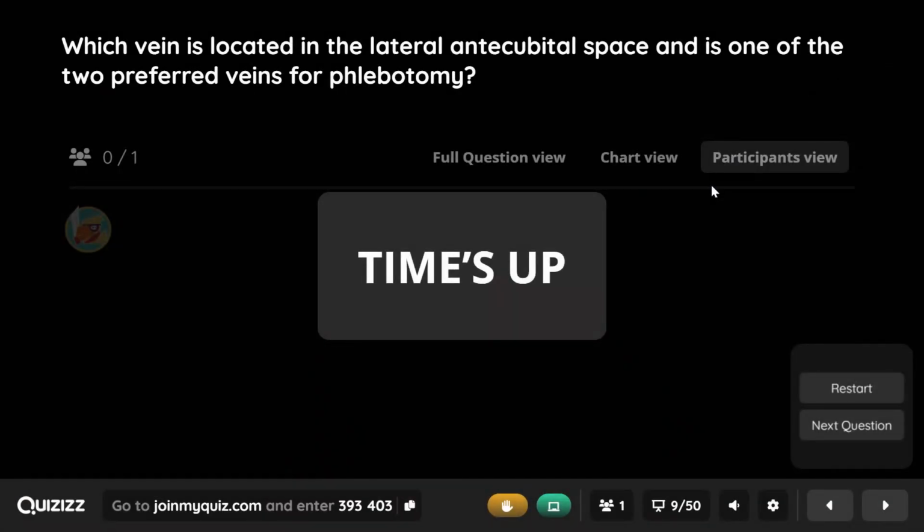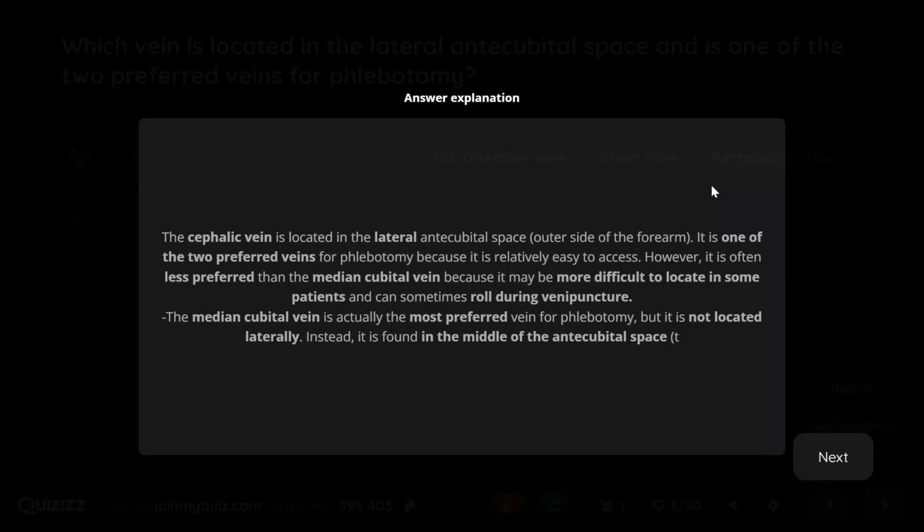Now, for this is going to be the cephalic vein. Now remember, when we're performing phlebotomy, the median cubital is our go-to. It's our preferred vein. And if we don't have access to the median cubital, our secondary vein is going to be the cephalic. Now remember, the cephalic vein is actually located in the lateral antecubital space. This is the outer side of the forearm, okay? And it is one of the two preferred veins for phlebotomy because it's easy to access.